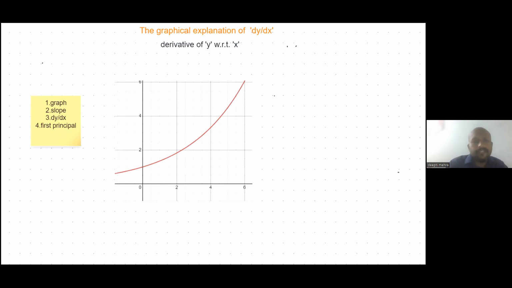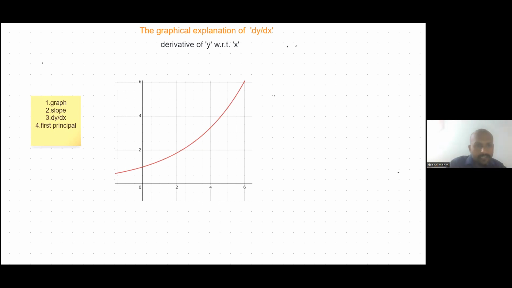Today I will explain the topic of graphical explanation of dy by dx. What is dy by dx? dy by dx is basically read as the derivative of y with respect to x. To understand this, we need to use some function which is represented here.